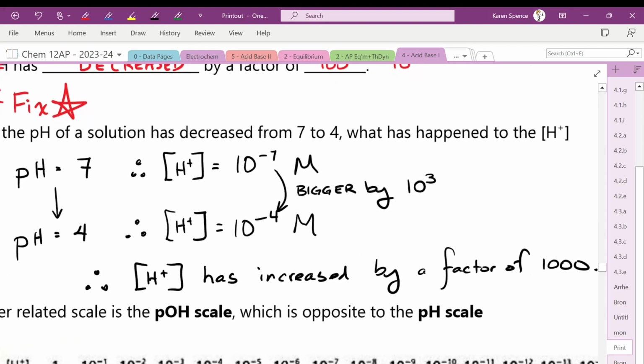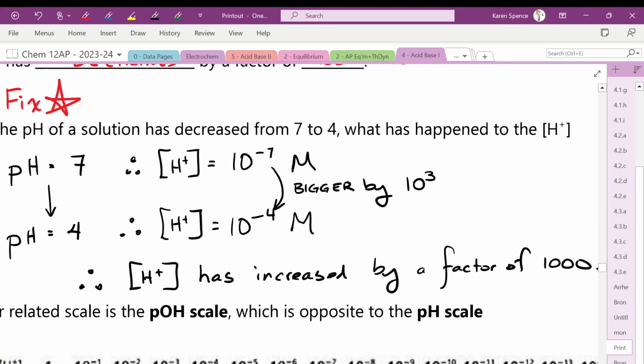So hopefully your answer looks something like this. You can even just do that in your head. Very often this will be a multiple choice kind of question, and you can just do the math in your head. Okay? But if you needed to, you could show your work something like this. Okay?